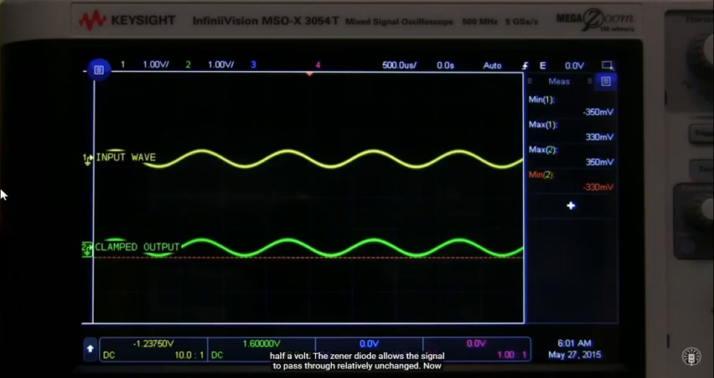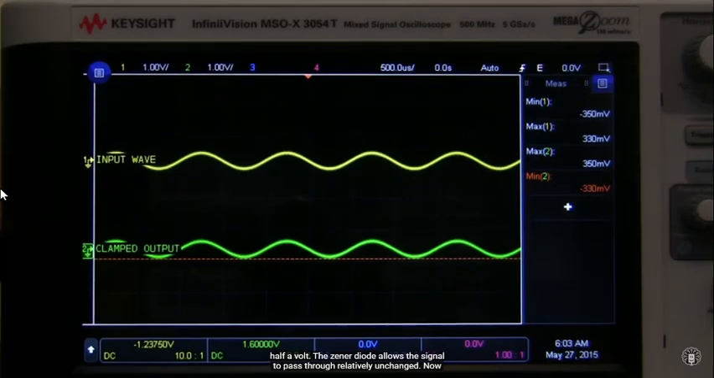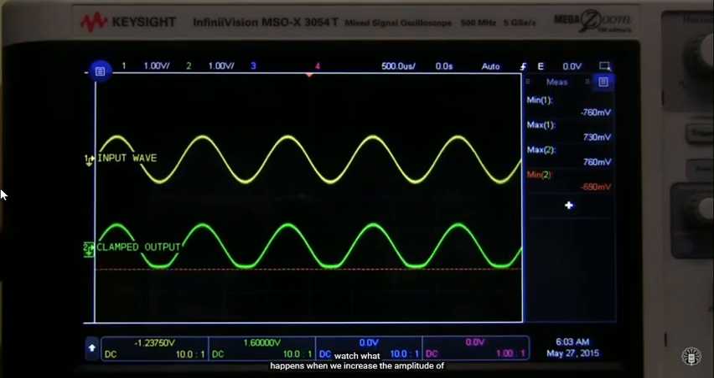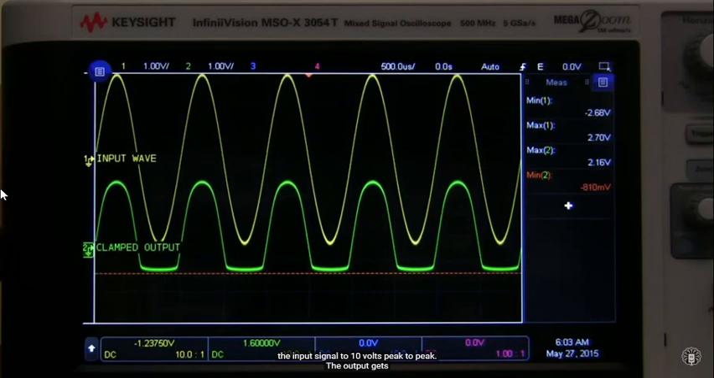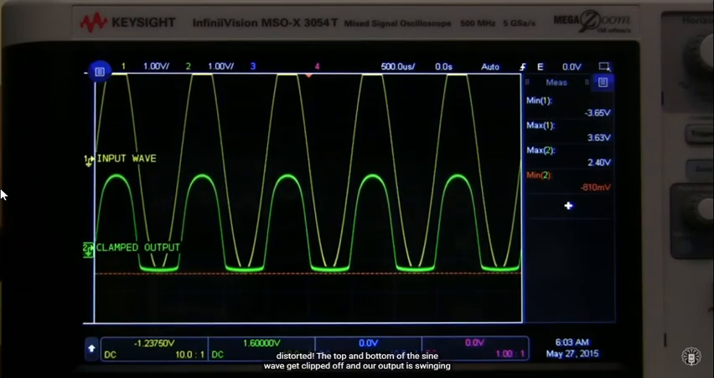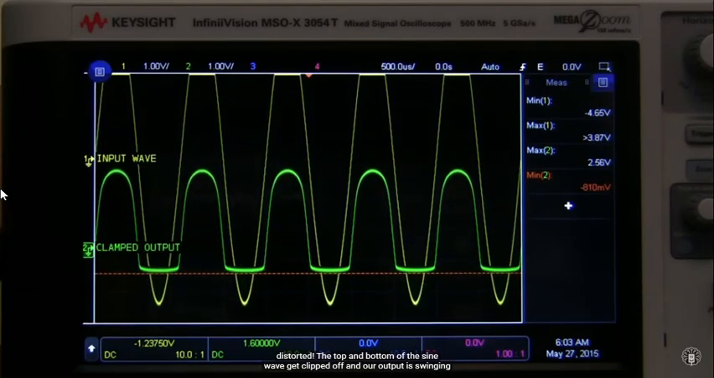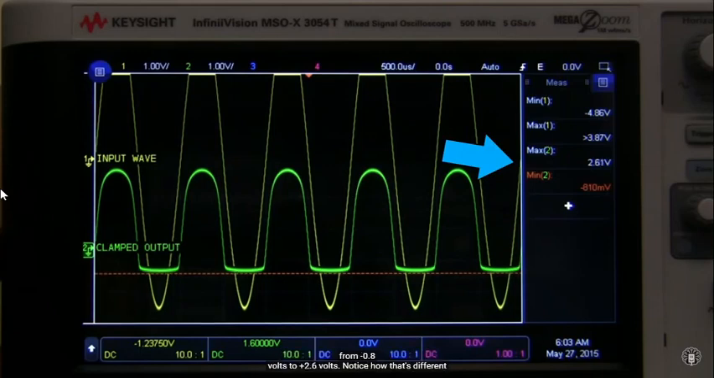half a volt. The Zener diode allows the signal to pass through relatively unchanged. Now watch what happens when we increase the amplitude of the input signal to 10 volts peak to peak. The output gets distorted. The top and bottom of the sine wave get clipped off, and our output is swinging from minus 0.8 volts to plus 2.6 volts.